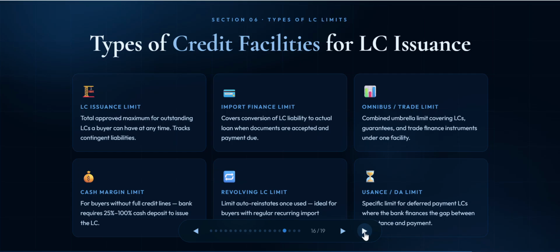So, types of credit facilities for the LC. As I spoke to you, LC issuance limit, import finance limit, omnibus trade limit, cash margin limit, revolving LC limit, usance DA limit. These are some of the limits under the LCs, which have to be taken into consideration by the banks. These credit granting facilities and sanction limits are actually set by the credit division of the bank.